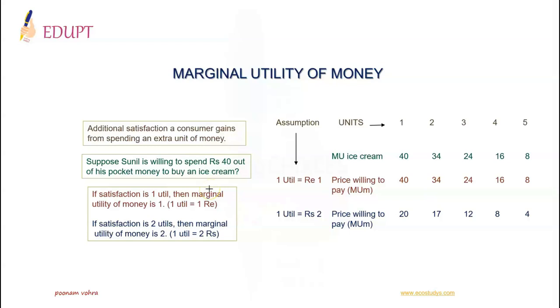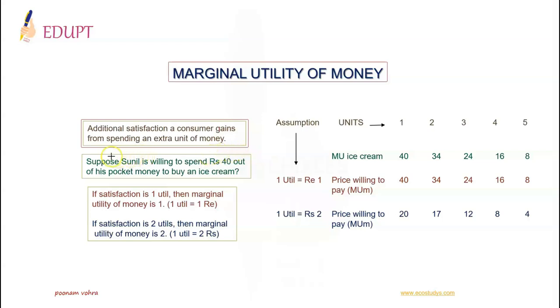As is known, the consumer needs to compare benefits or utility with the price of the commodity for which he has to pay. Since marginal utility is in terms of utils, it needs to be expressed in terms of money in order to facilitate comparison. So, marginal utility of money is the additional satisfaction a consumer gets from spending an extra unit of money.